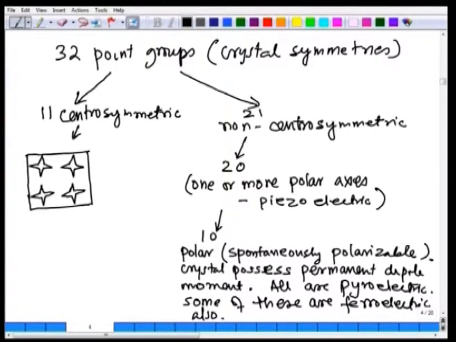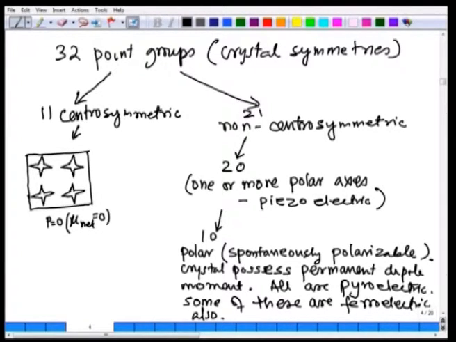What will happen? In this case, all the dipole moments will cancel out. One on the top, one pointing this way will cancel out with one pointing this way, and the net polarization would be 0, because the net dipole moment is 0. Net dipole moment is 0, so net polarization would be 0.